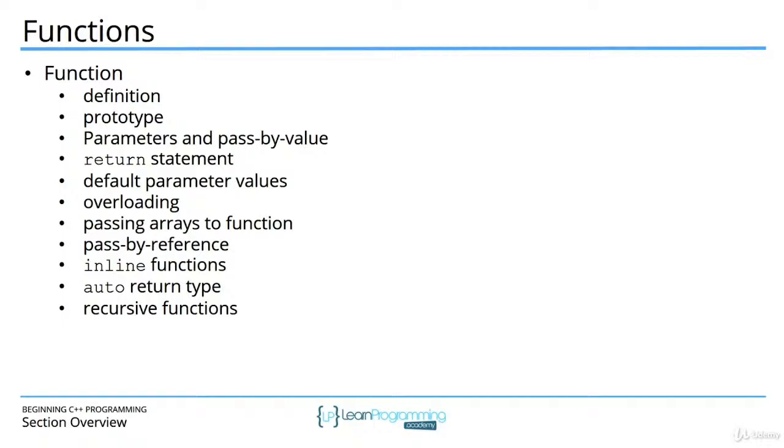Remember when we use the auto keyword to allow the compiler to deduce the type of a variable? Well, we can also use the auto keyword to allow the compiler to deduce the type of the function return value. This is pretty cool, and it can save us from writing a lot of unnecessarily complex code. Finally, we'll learn about recursive functions. These are functions that call themselves.